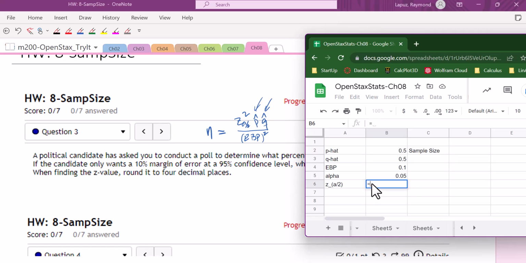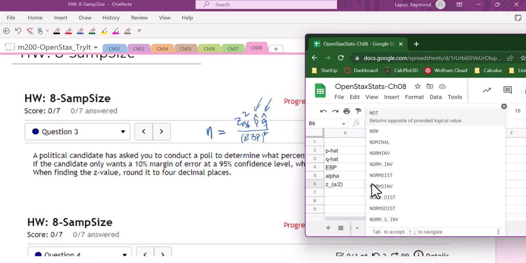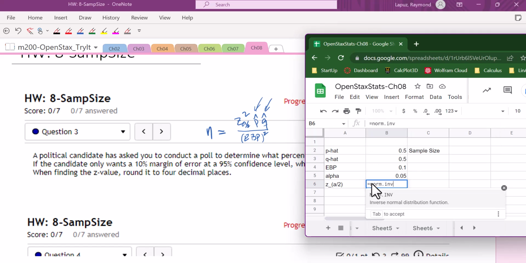So z sub alpha over 2 is going to be a norm.inv command. The x value is not alpha, but alpha over 2, so I'll click on that alpha and divide it by 2. This comes from the standard normal distribution that has a mean of 0 and a standard deviation of 1. I'll close the parentheses and hit enter. I get a negative number. In this scenario it doesn't really matter if it's negative because you're going to square it anyway.